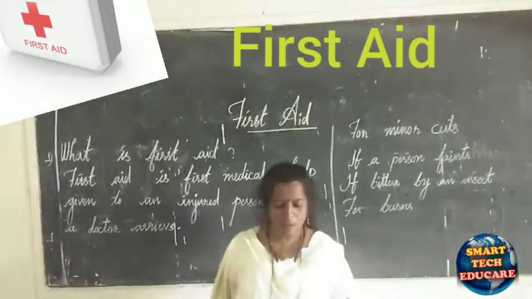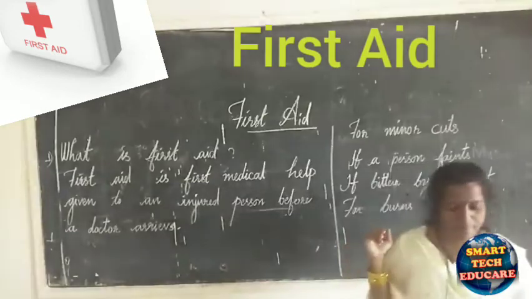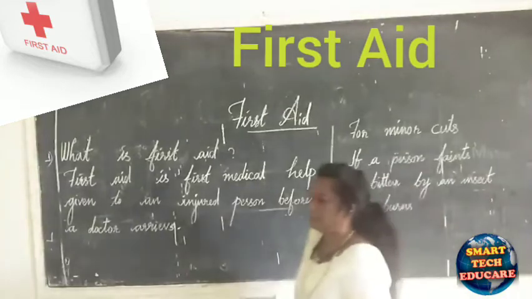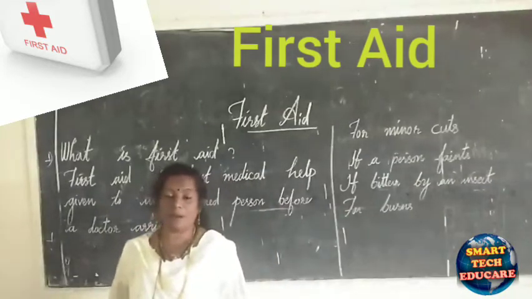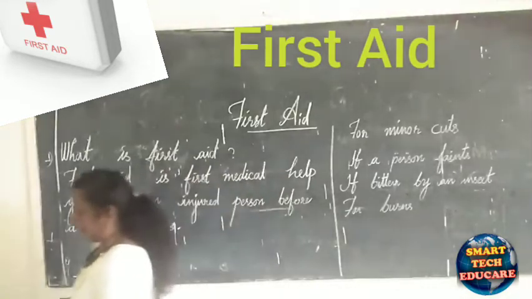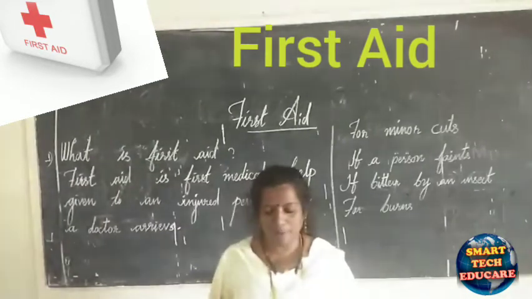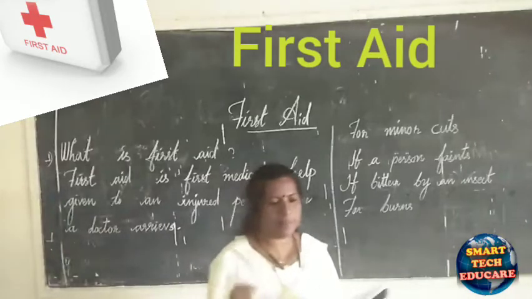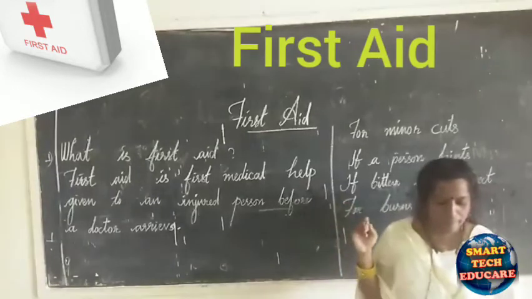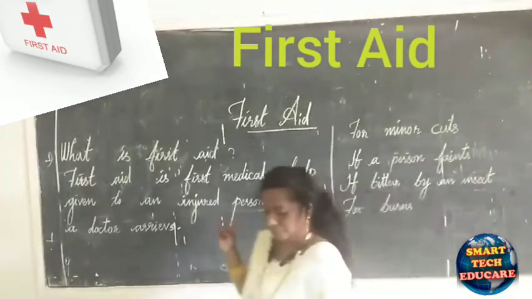Next, for burns. Burning is so painful. If a burn is minor, wash the burned area with cold running water. What do we have to do? We have to wash the burned area with cool water. Then apply some antiseptic cream on the affected area. It is good to be prepared for an emergency and to know how to give first aid.